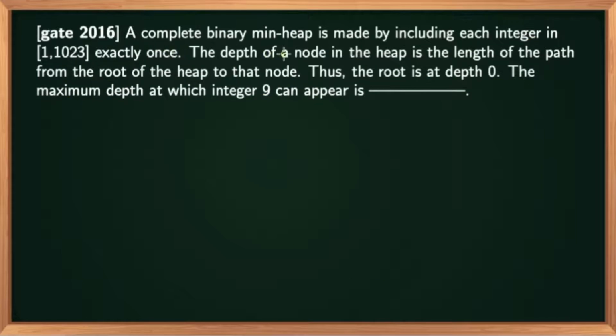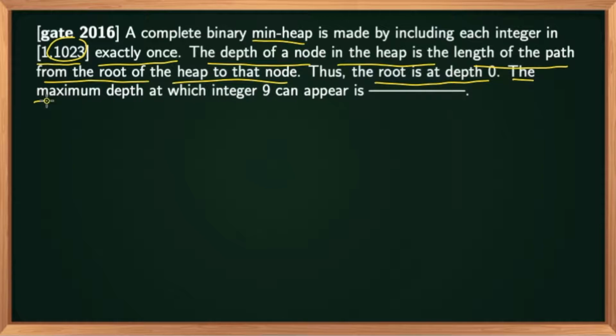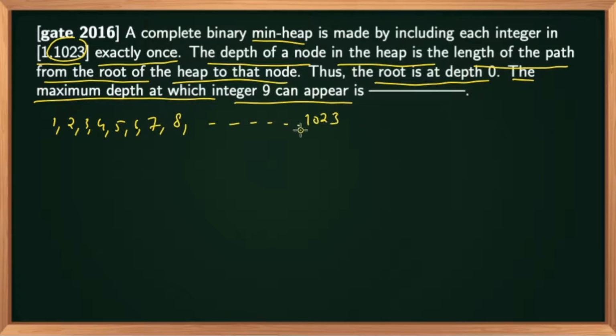A complete binary min heap is made by including each integer 1 to 1023 exactly once. So we have 1023 elements, right? The depth of a node in the heap is the length of the path from the root of the heap to that node. So the root is at depth 0. The question is the maximum depth at which the integer 9 can appear. Okay, so we have 1, 2, 3, 4, 5, 6, 7, 8 up to 1023, right?